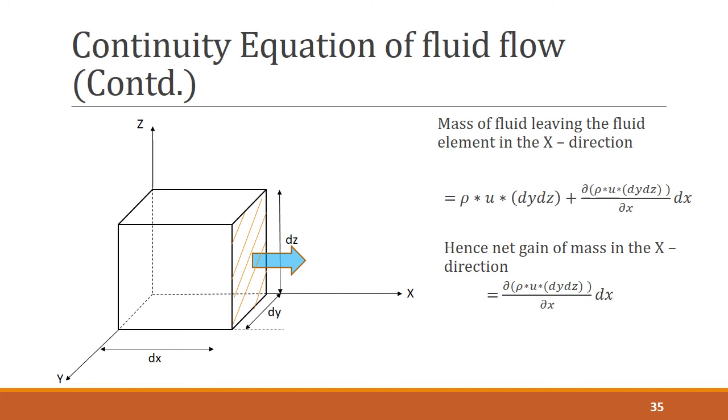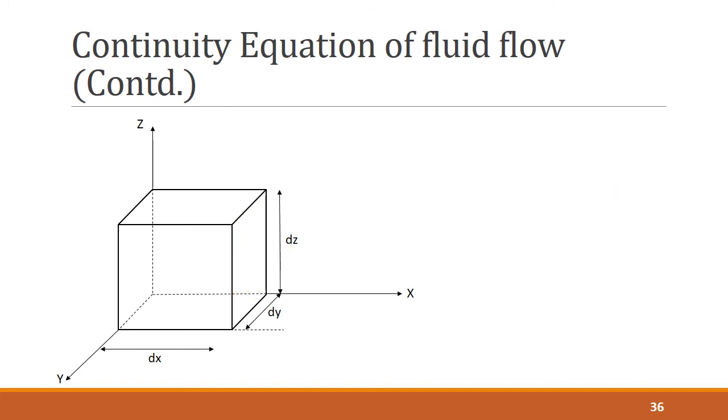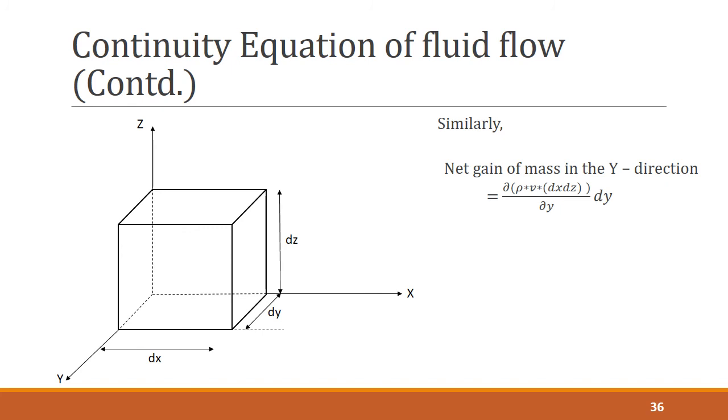Now similar calculations can be done for fluid entering in the y direction as well as fluid entering in the z direction. So the net gain of mass in the y direction can be obtained as dou y of rho v into dx dz into dy. All this is analogous to the previous expression that we had obtained for net gain of mass in the x direction. Similarly, net gain of mass in the z direction is given by dou z of rho w into dx dy into dz. If you want, you can follow the same procedure that was followed for flow in the x direction to find out the net gain of mass in the y direction and z direction.